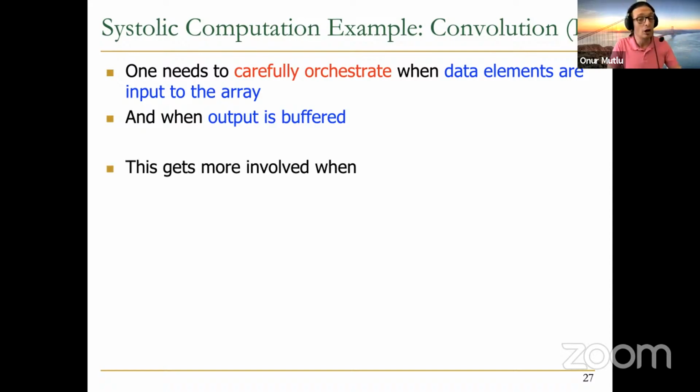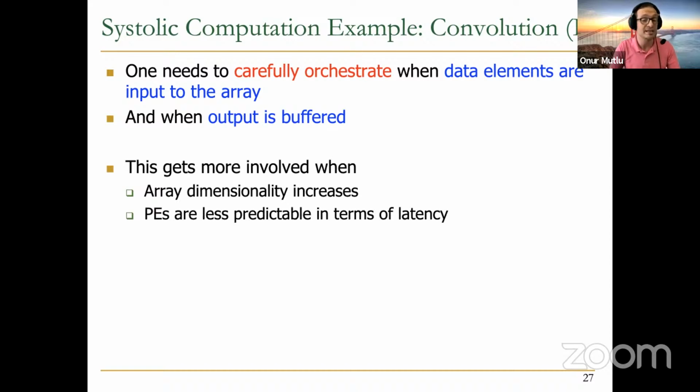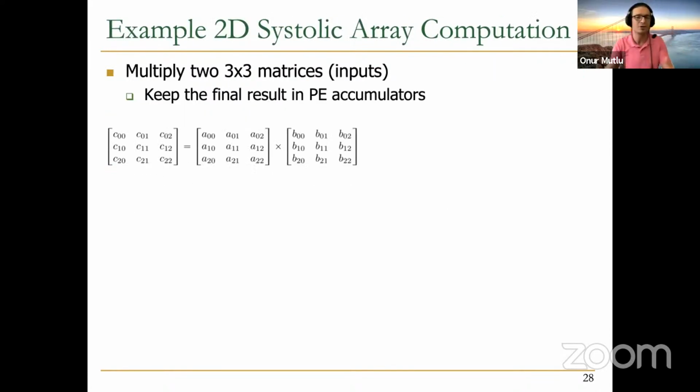So this gets more involved when array dimensionality increases and processing elements are less predictable in terms of latency. Initially, when convolutional neural networks were designed, they actually had fixed latency. But if you, for example, start adding memory accesses inside the processing elements, then you run into some issues. Usually people don't do that, but there might be some application scenarios where you may actually need to do it. But let me give you an example very quickly. This is actually going to be part of your homework, so I'm not going to solve the entire thing.